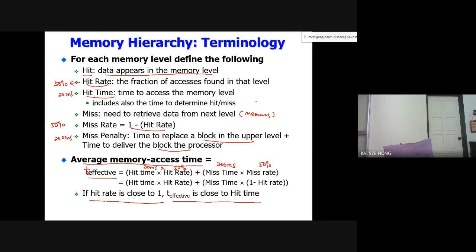Okay, I've launched a poll. Let's answer this question. Which memory is the fastest? There are four of them: register, cache, RAM, and hard disk. I will give you like 2 minutes to answer this. Very carefully, yeah. Register is inside the CPU, it's very, very close to the CPU.